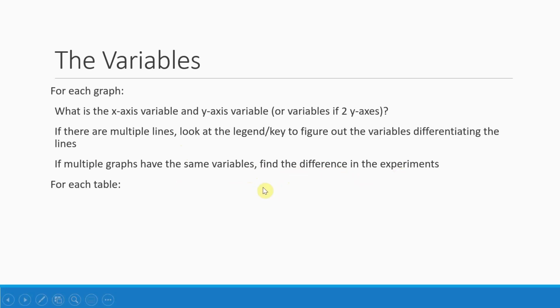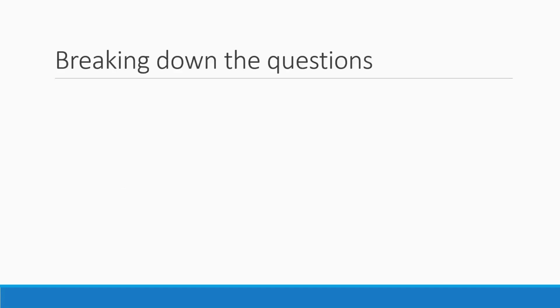Then for the tables, it's going to be the same idea, but in this case, I just need to know what the columns are and what the rows are. Because again, I don't need to know exactly what the data is telling me, I just have to know which table or which graph I should look at, depending on the question.